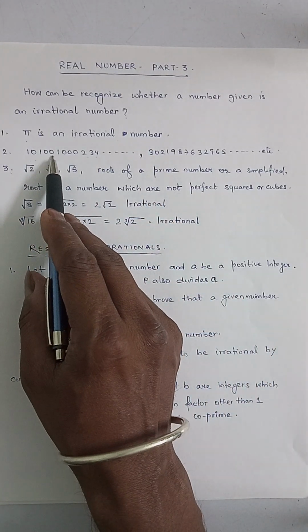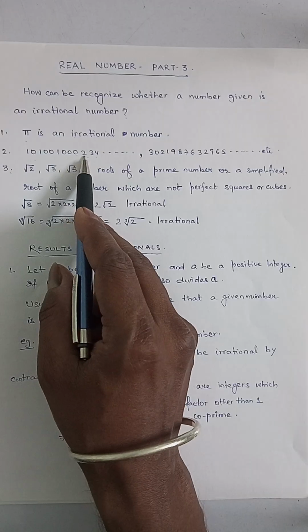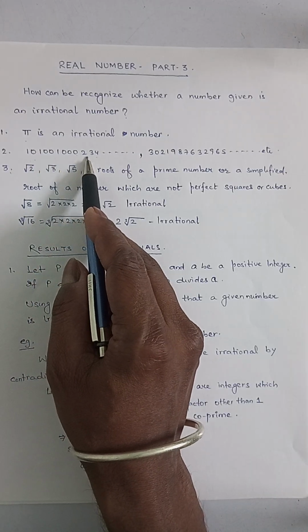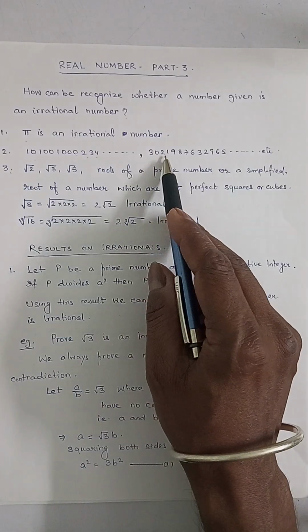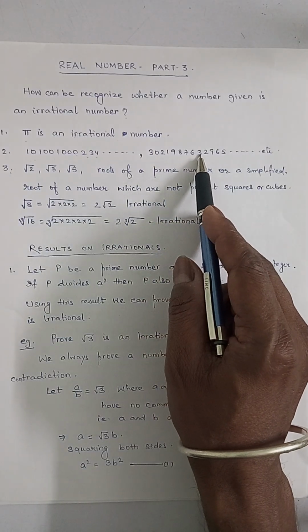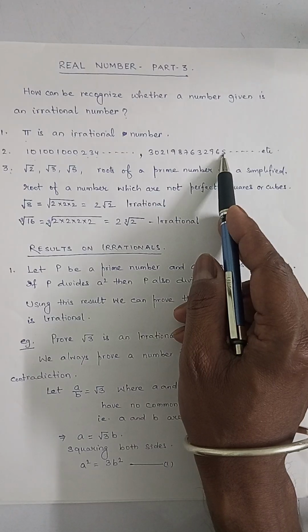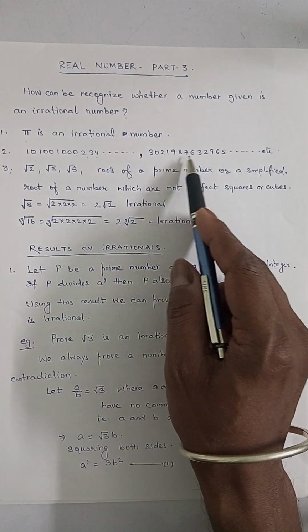1 0, 1 0 0, 1 0 0 0, 2 3 4. No numbers are repeating at regular intervals, so it is an irrational number. 3 0 2 1 9 8 7 6 3 2 9 6 5. No numbers are repeating at a regular interval, so it is also an irrational number.